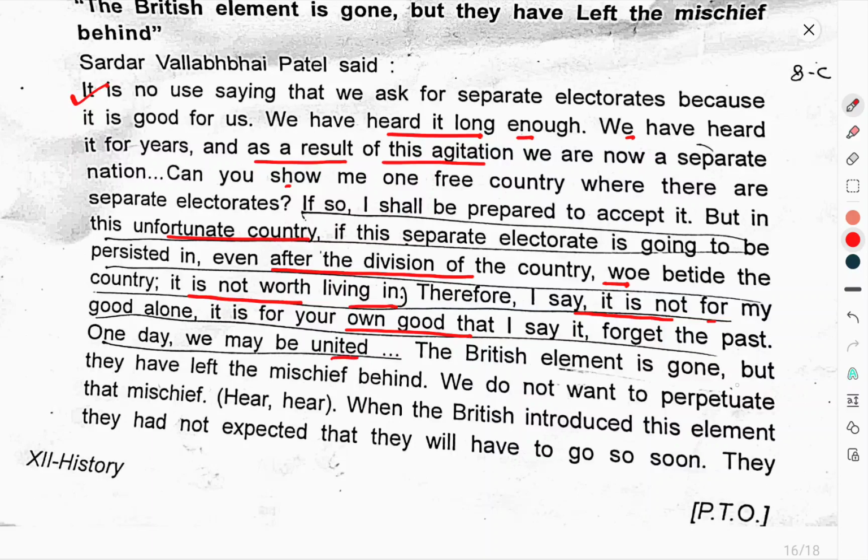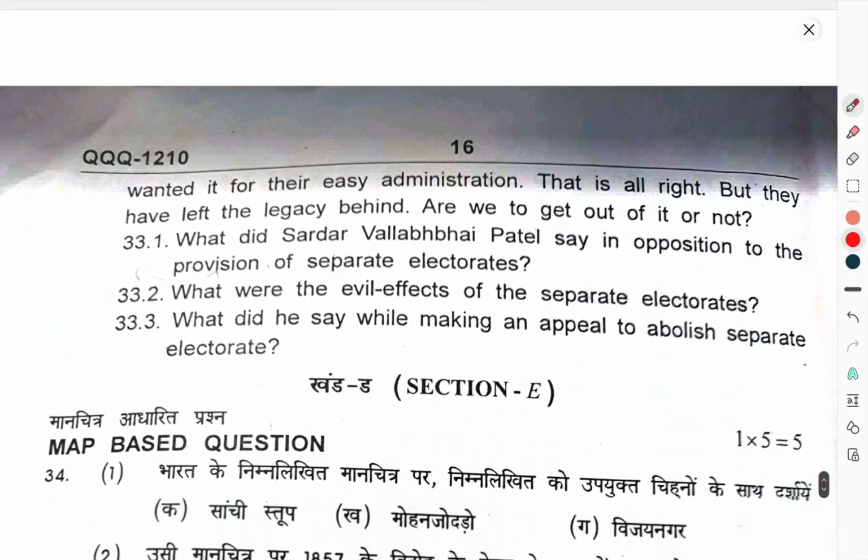The British element is gone, but they left their mischief behind. We do not want to perpetuate the mischief here. When the British introduced this element, they had not expected that they would have to go so soon. They wanted it for their easy administration. It is all right, but they have left the legacy behind. Are we to get out of it or not? First question: What did Sardar Vallabhbhai Patel say in opposition to the provision of separate electorates? What were the evil effects of separate electorates? What did he say while making the appeal to abolish separate electorates?